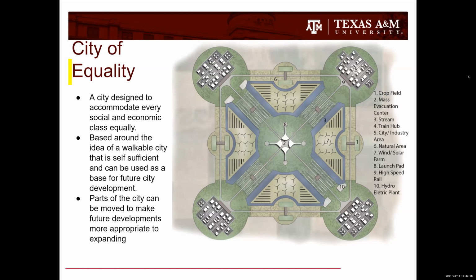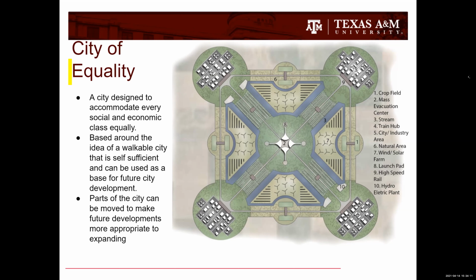This is our site plan. We named it the City of Equality. It's a city designed to accommodate every social and economic class, based on the fact that no matter where you are on this site, you have equal opportunity to get to the evacuation hub, which is what we designed our design around, getting out of wherever you are if any catastrophic event did occur. There would be no class that divided who was going to go first or who was going to be saved and who wasn't.